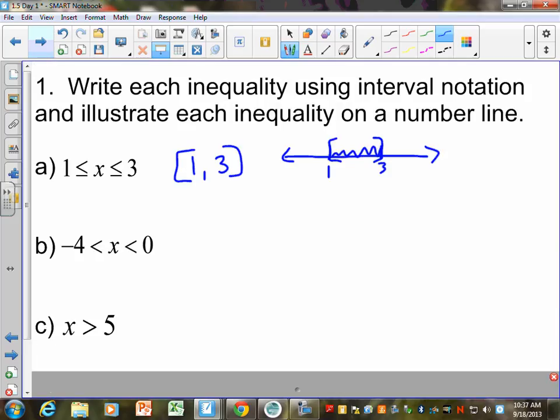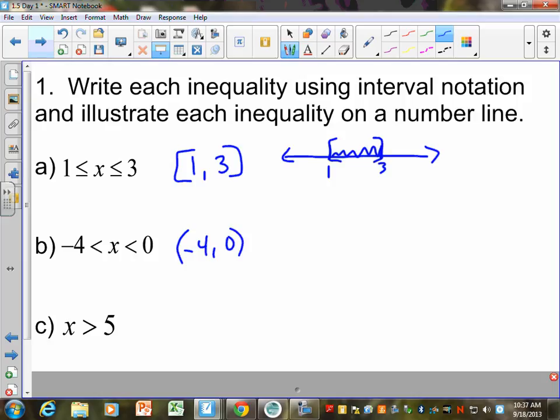Can we skip B? Yes. It would be, well, I'll just write it. Let's just not graph it. This would just be parentheses, right? Because less than, greater than, not line underneath it means parentheses. So that would be parentheses, -4 to 0.